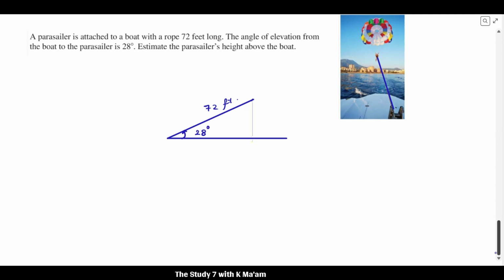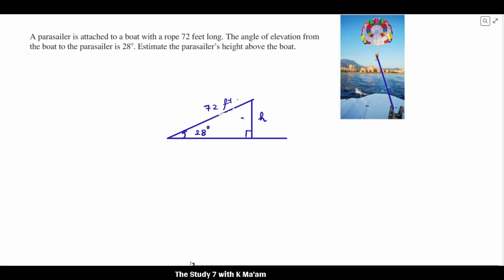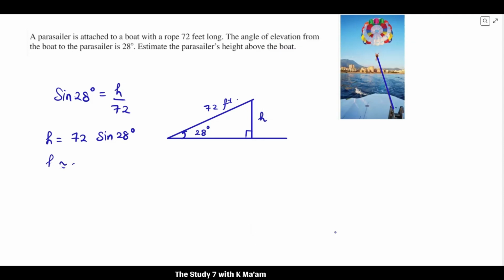So this is the level of the boat. We have to find the height. Which trigonometric ratio will be used? This is the opposite side. This is the hypotenuse. The opposite side we have to find, the hypotenuse is provided. We have to use sine theta. So sine of 28 degrees is h over 72. Height is equal to 72 times sine of 28 degrees. Sine of 28 multiplied by 72. I'm getting 33.8. So height is approximately 33.8. Units are feet. Done.